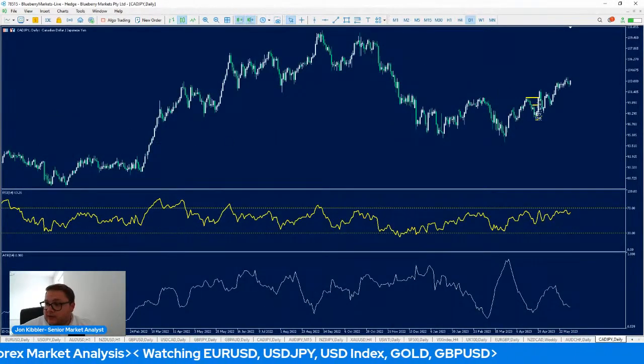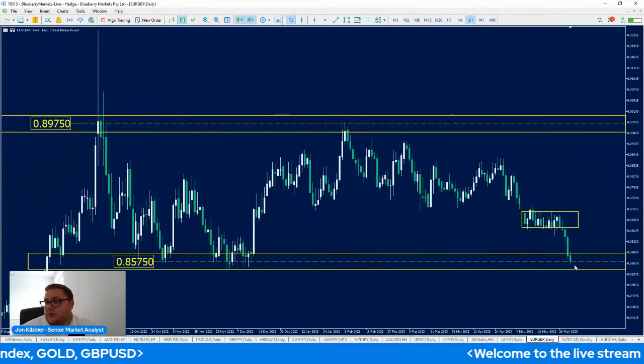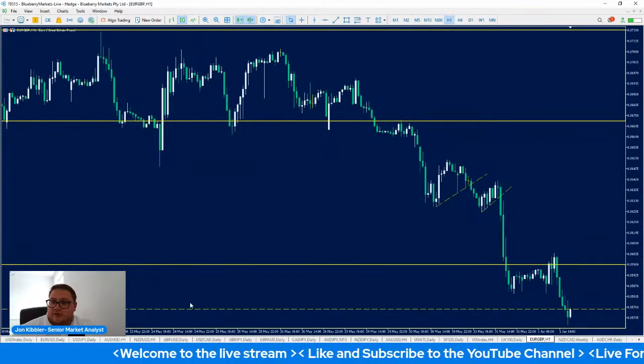Let's have a flick around some charts then, because I'm interested to see what's going on. I missed the euro pound move, unfortunately. We were talking about getting short down to 85.75, and I've missed out on that move. I missed twice on a move down.